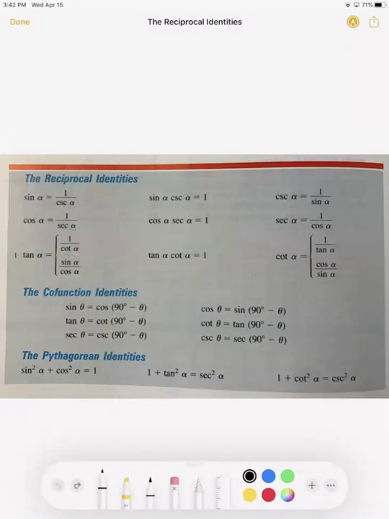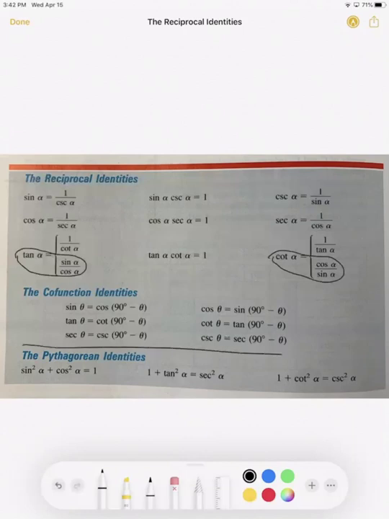Now, what's new is this. The tangent of your angle is equal to the sine over the cosine, and the cotangent is equal to the cosine over the sine. Now, I'm going to show you how those work on another slide, but those are new identities that you need to know and know how they work.